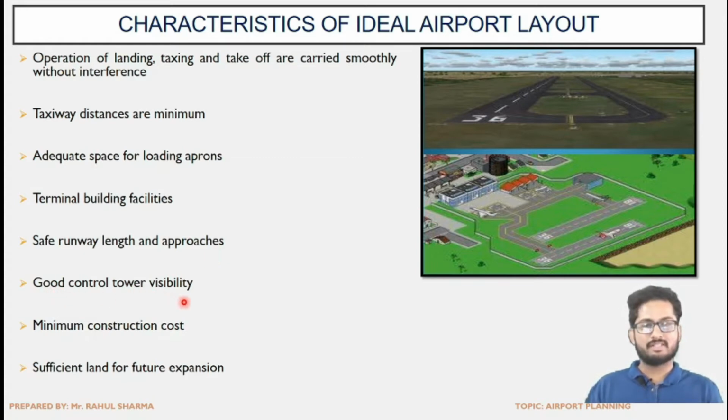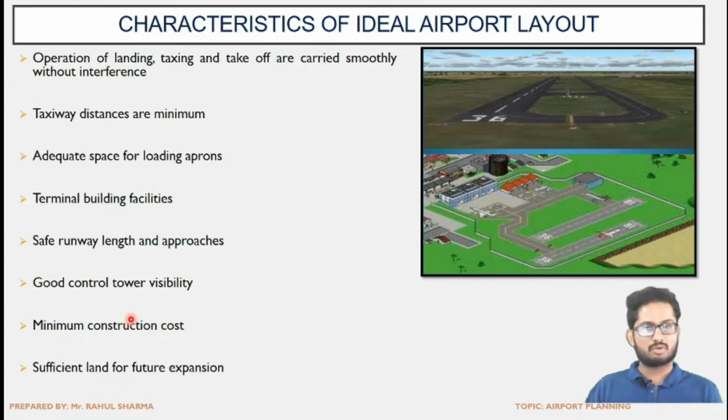Good control tower visibility. The control tower is basically the focal point from where the monitoring of the aircraft is being done. That is, where it is moving, what its alignment is, what path it is following, in both cases, that is while it is landing or while it is taking off. So the control tower should have good visibility, that is, the aircraft should be clearly visible from that focal point so that monitoring can be done with ease.